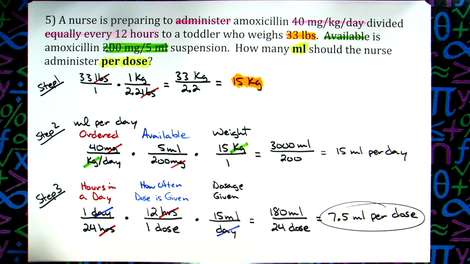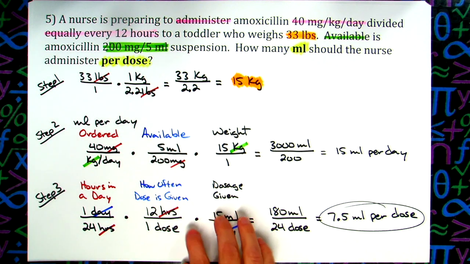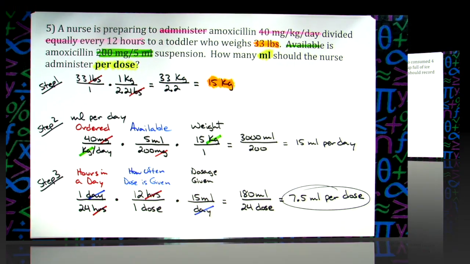But for those of you that are really liking the unit analysis process, because you cross out labels, whatever label is left, that's the label of your answer, so it's real easy to tell when you're done. This is the best way to do that if you like that unit analysis.